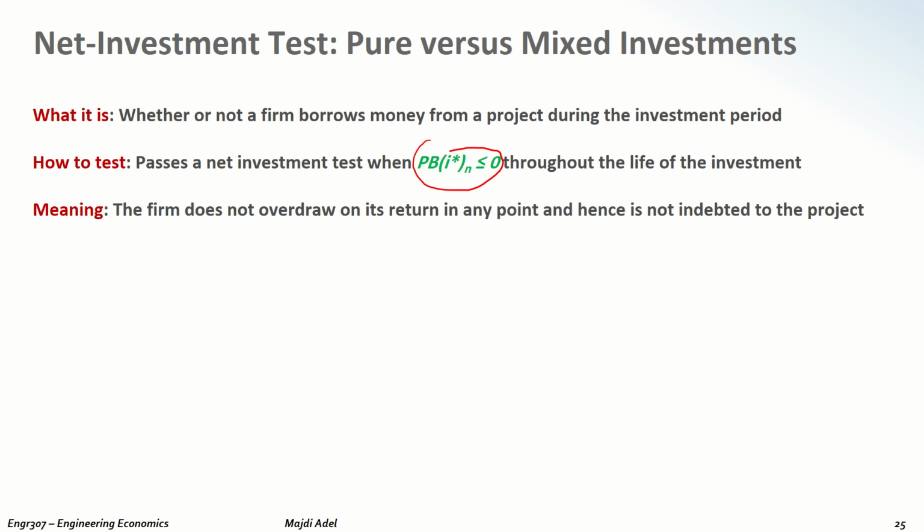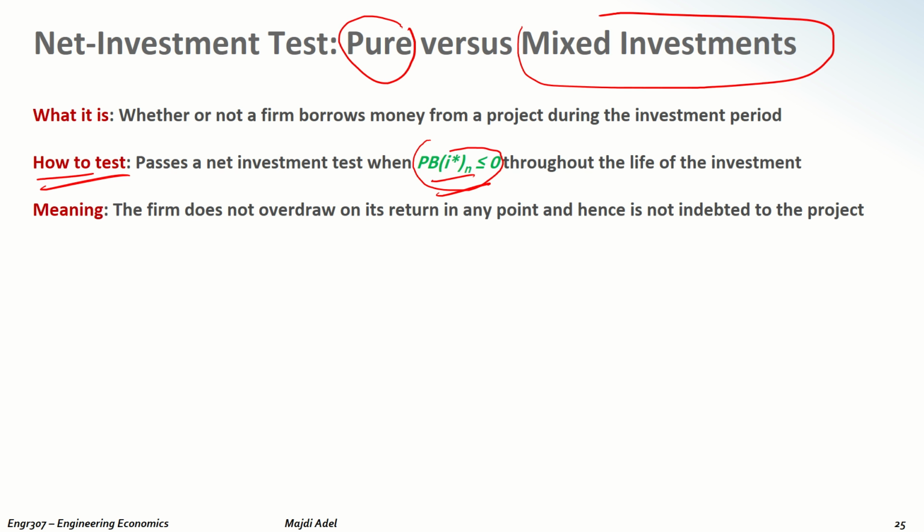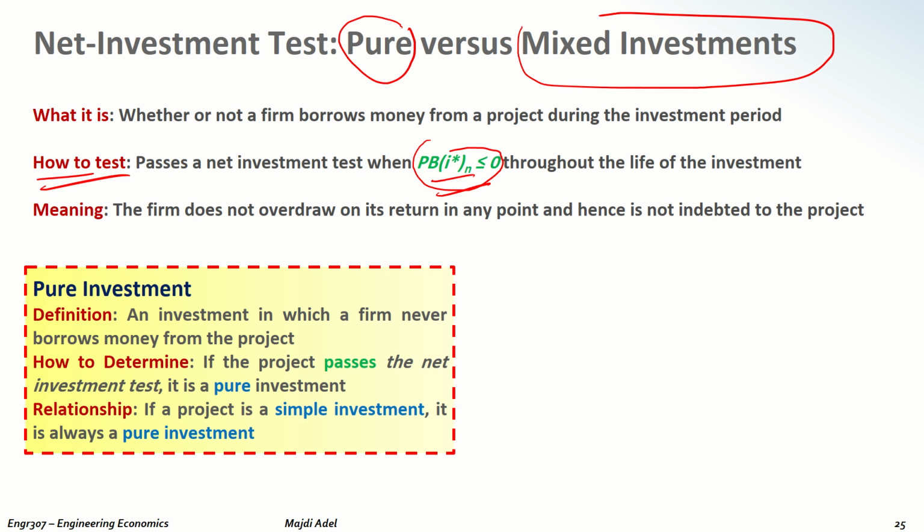So if the project passes the test, we classify it as a pure investment. If it doesn't pass the test, we classify it as a mixed investment. So a pure investment, the definition of pure investment is the investment in which the firm never borrows money from the project. تمام؟ يعني doesn't overdraw the money from the project.